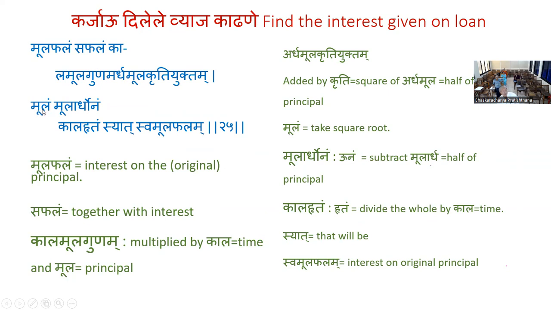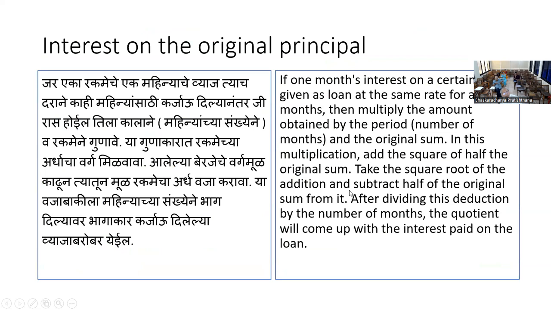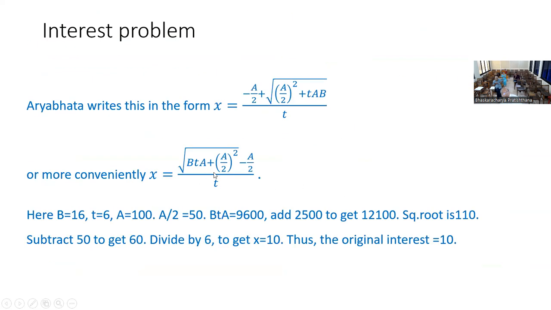Then take the Moola of that. Now here there are two meanings of Moola. Moola means Varga Moola, so take the square root of that, and Moolar Dhonam. Ardha Moola, original Moola, is principal. So Moolam is take square root. Moolar Dhonam, Unam means subtract, Moolardha means half of the principal, A by 2. So take the moolam, then subtract A by 2. So minus A by 2.